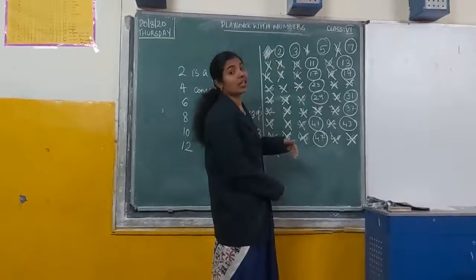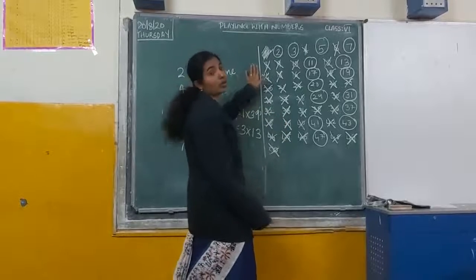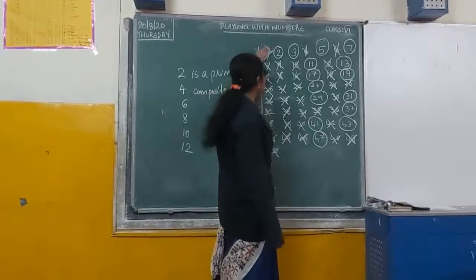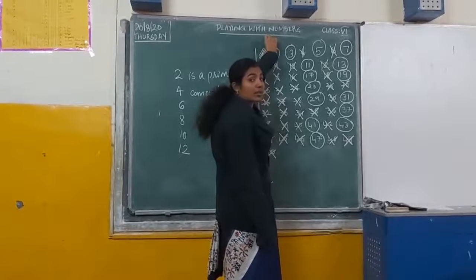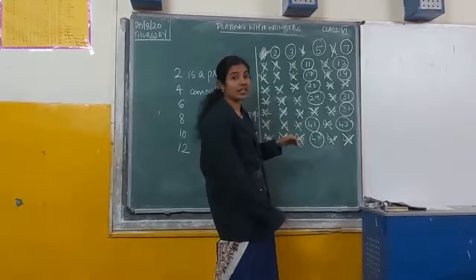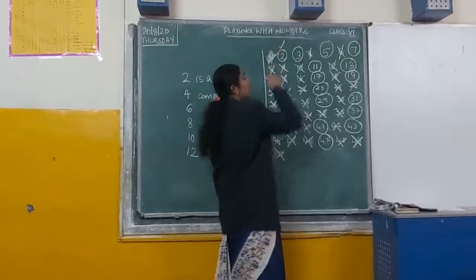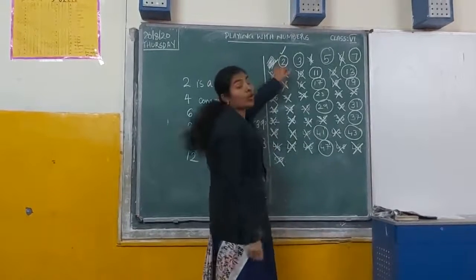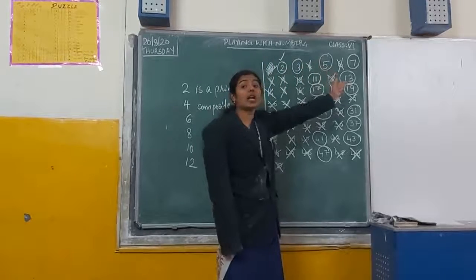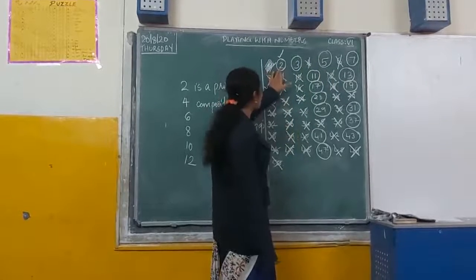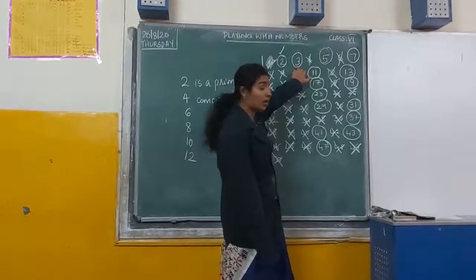In this list, is any prime number even? Can you see whether any prime number is even or odd? See here, except 2, all other prime numbers are odd numbers, isn't it? That means the only even prime number is 2. Here you can see the only even prime number is 2. All other prime numbers are odd.